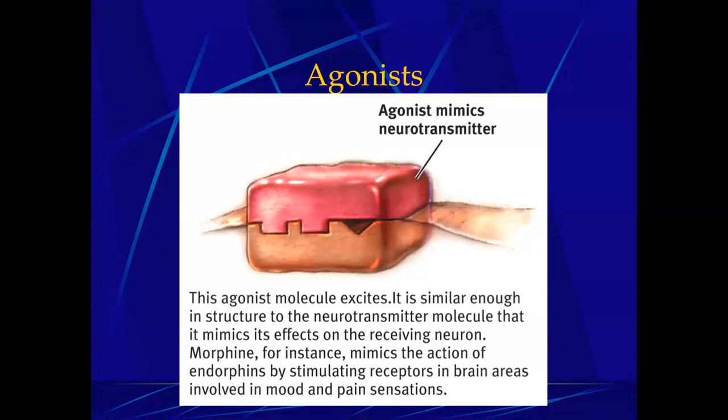So if you take morphine as a function of surgery or whatever it might be, that chemical of morphine that you ingest is close enough to the receptor site to cause a release of endorphins, thus reducing pain, right? So think about that. That's an agonist. So an agonist mimics a neurotransmitter.